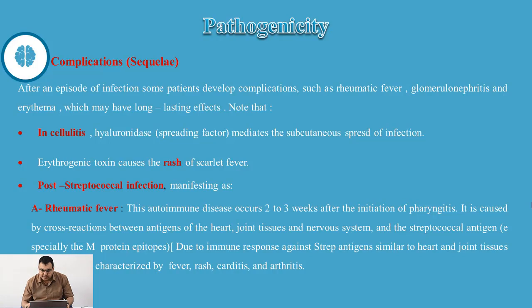This autoimmune disease occurs 2 to 3 weeks after the initiation of pharyngitis. It is caused by cross-reaction between antigens of heart, joint, tissue, and nervous system, and the streptococcal antigen, especially M protein epitopes, due to an immune response against streptococcal antigens similar to heart and joint tissue antigens. It is characterized by fever, rash, carditis, and arthritis.